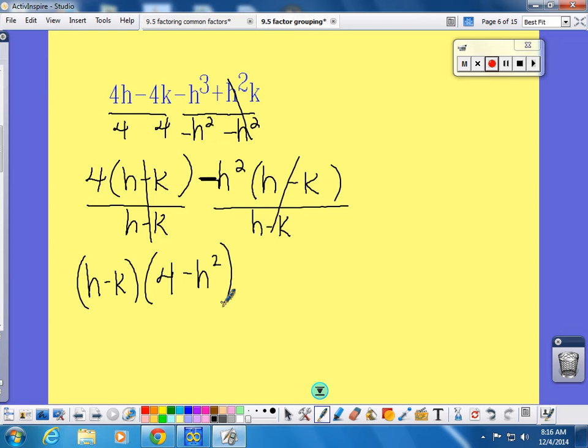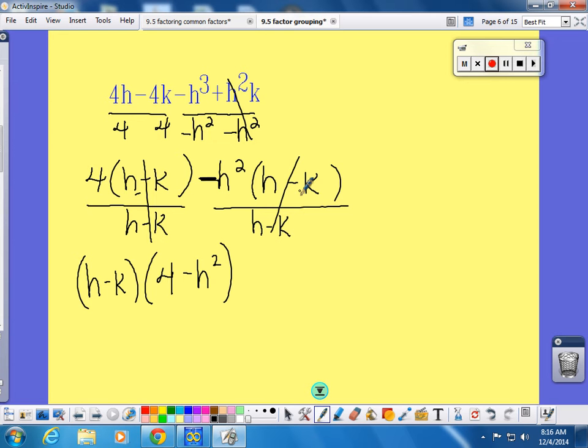Okay, how do I know to use grouping? Because I've got 4 or more terms, okay? So if I put these two together, I've got a 4 in common. If I put these two together, I've got an H to the smallest exponent in common. I factored out a positive. I saw I was not going to get where I wanted to go because I want these to match. If they don't, I did something wrong. So I backed up. I factored out a negative H squared. Fixed my problem because this looks like that. I've got H minus K and H minus K.